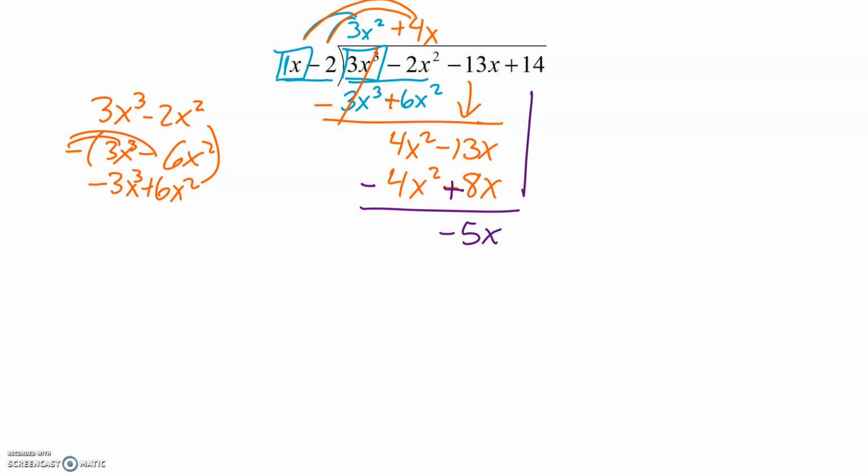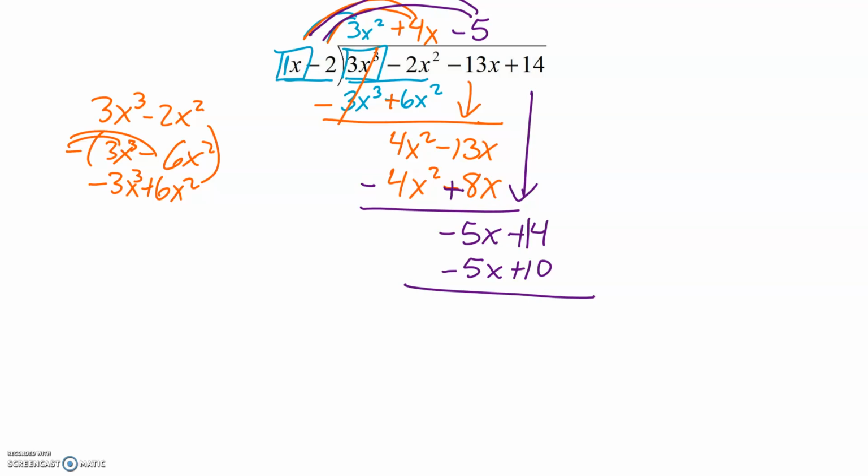Okay. And we're going to bring down the plus 14. Next step, see how many times x goes into negative x. It's just going to be negative 5 times. Distribute that negative 5 to both terms. We're going to end up with negative 5x plus 10.